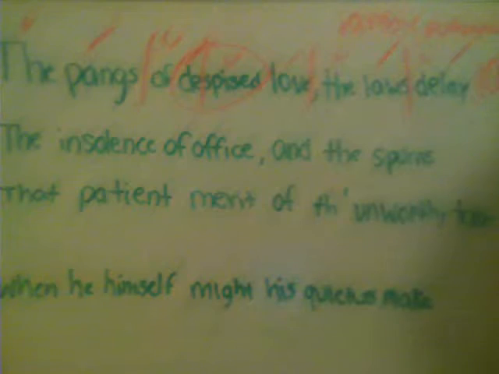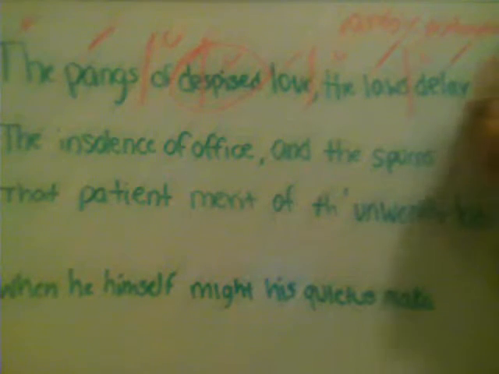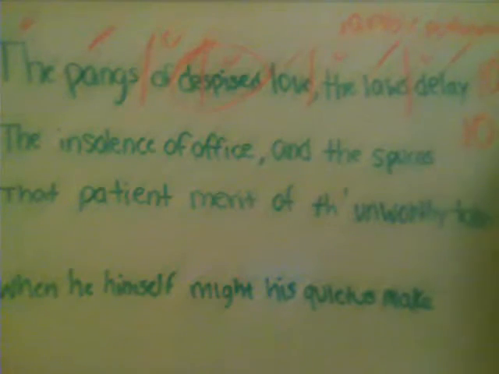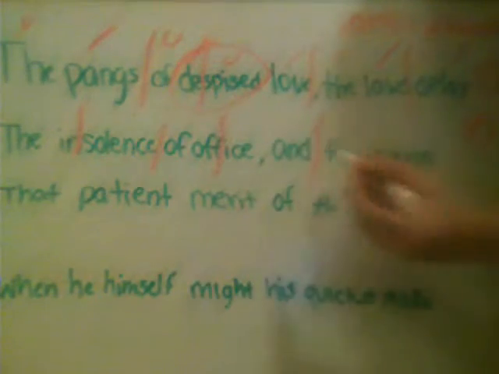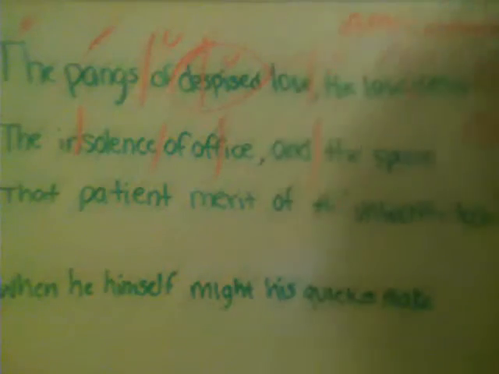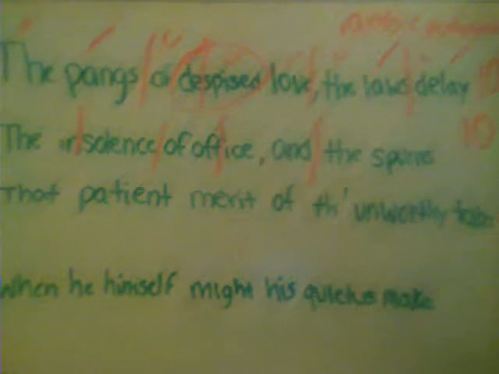Count the syllables: the insolence of office and the spurns. So 10. Divide that into feet. The insolence of office and the spurns. And then let's figure out the meter. When you say insolence, you accent the first and last syllables. It goes IN-so-LENCE, not in-SO-lence.